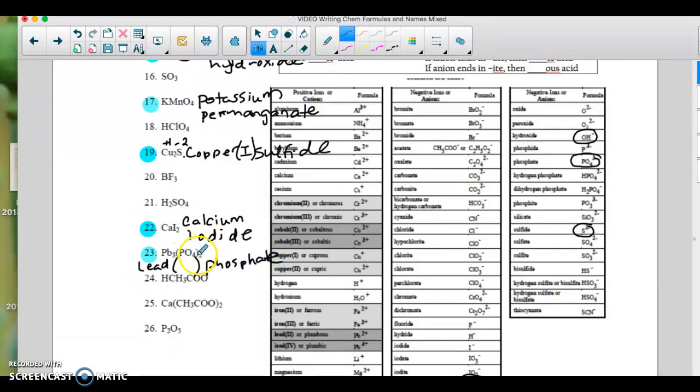So I can actually reverse crisscross for this, I think. You can always check. So to me, I think that lead is Roman numeral 2. And if you're not sure, try it out. +2, the phosphate's -3. So if we were going to write the chemical formula, we would bring down the 3, bring down the 2, but we'd put that in parentheses.